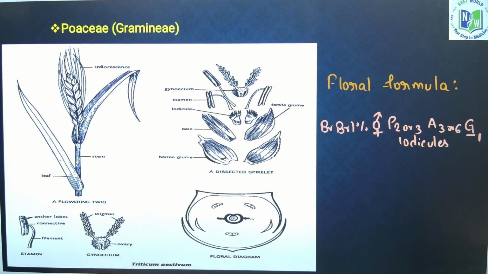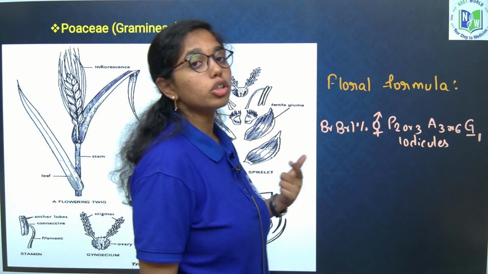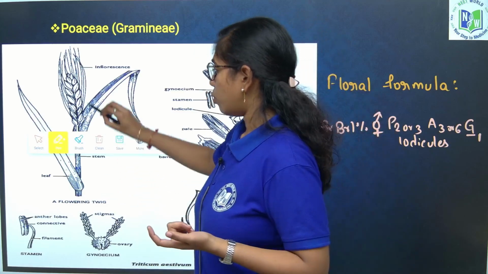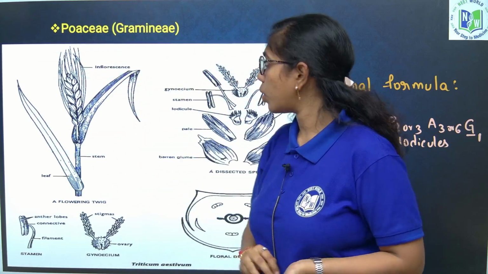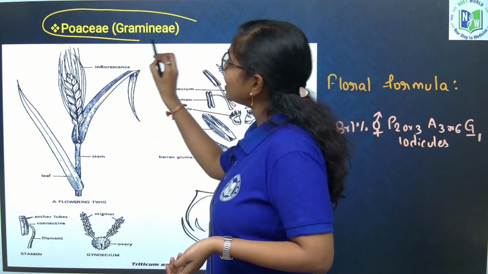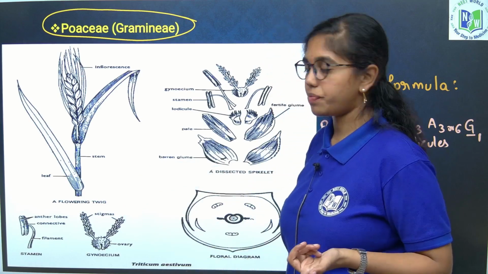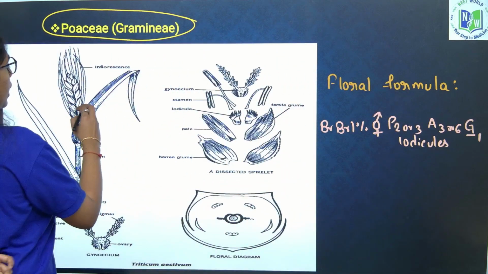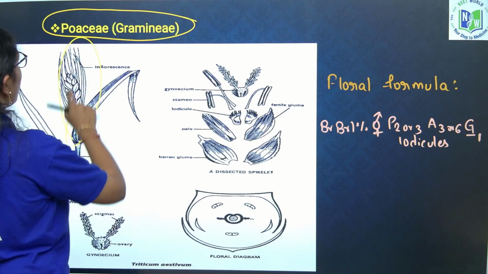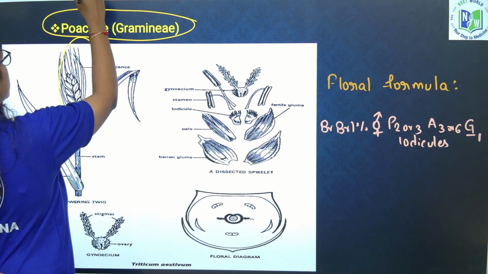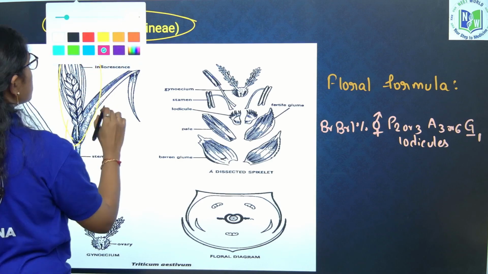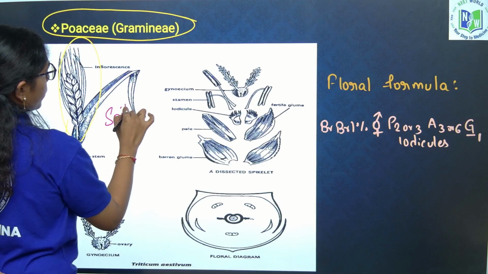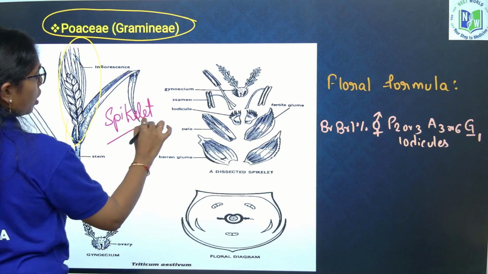Next, if you see Poaceae, most of the monocots belong to the family Poaceae, which is also called Graminae, that is the grass family. Okay. If you look into the diagram properly, here the inflorescence is of spikelet. Inflorescence is of what, you know, beta? It is spikelet. It is one type of racemose inflorescence.